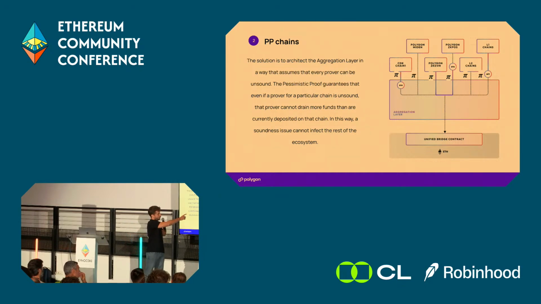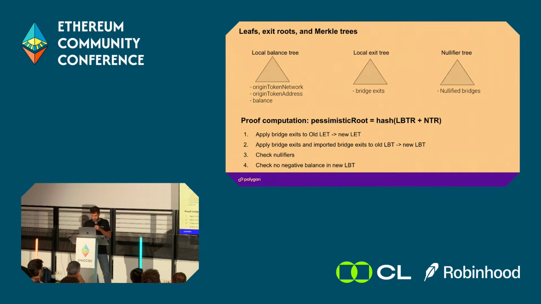So each one of these chains submits a proof, the pessimistic proof, to L1. But to handle this, we need more information. The trees that I've been explaining before are not enough. So if we are going to store more information on L1, we need more trees. Let's see how the pessimistic proof is computed. We have these three more trees. The first one is the local balance tree. The local balance tree is in each one of the chains, and it stores in its leaves the amount of each one of the tokens that this chain has received.